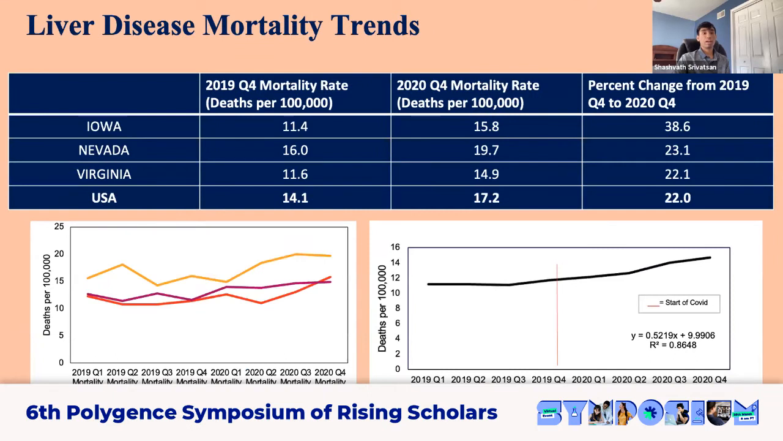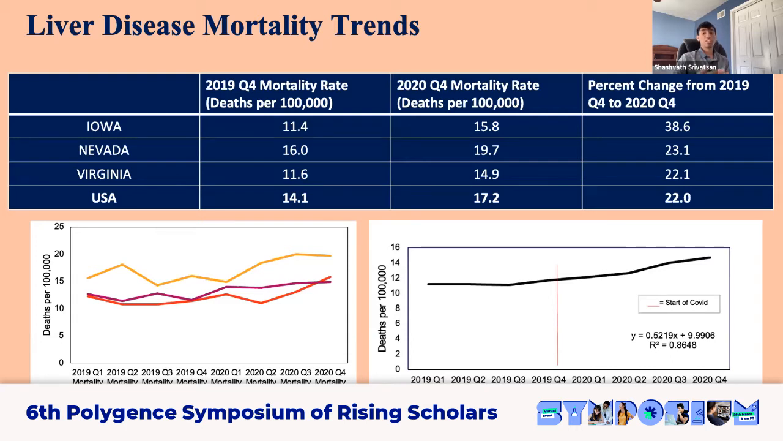Now, if we look at liver disease, just like before, the graph on the left reflects the quarterly statewide mortality rates for liver disease, and the graph on the right represents the quarterly national mortality rates for liver disease. Although the graphs are a little bit different, they both show generally the same trend, which is an upward sloping line. This generally starts right after or during 2019 quarter four, which is when COVID-19 first emerged.